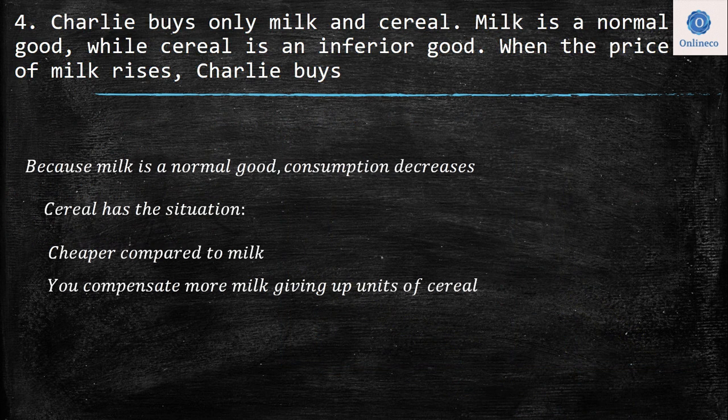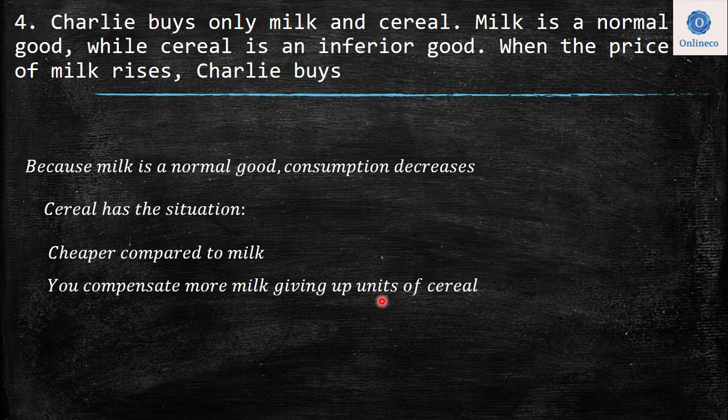indifference curves. Then, Charlie buys only milk and cereal. Milk is okay. Because milk is a normal good, consumption decreases. But cereal is in the situation I described before. It becomes cheaper compared to milk, so you can compensate for more milk by giving up units of cereal. So it depends on the movement, on the shape of the indifference curves.